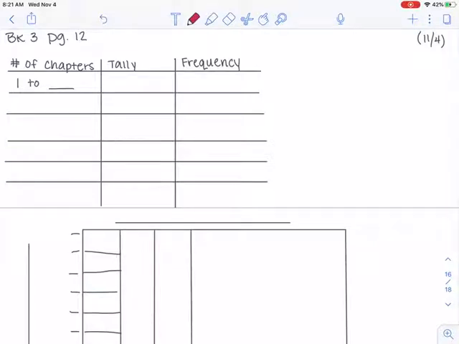Hey there. So I'm on page 12, and first of all, I'm going to look at the directions, and the directions say use the following data to complete the histogram. And they want us to use 25 chapter intervals, so that's very important. I'm going to put on the side here, 25 chapter intervals.